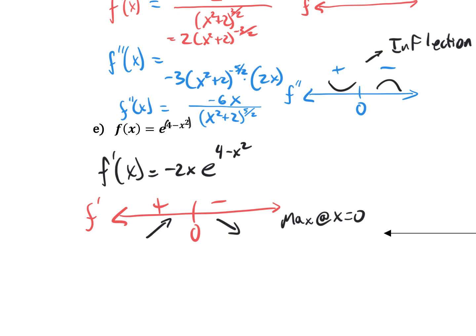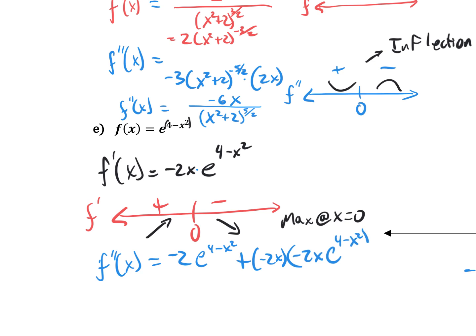Great time for a second derivative here. Here we go. Second derivative. We're going to need some product rule, right? So derivative of the first would give us negative 2 times the second, e to the 4 minus x squared, plus the first, negative 2x, times the derivative of the second. Well, the derivative of the second is going to be what we already had. So it's going to be this whole thing here. So it's going to be negative 2x times e to the 4 minus x squared.